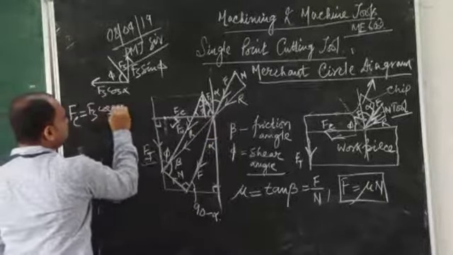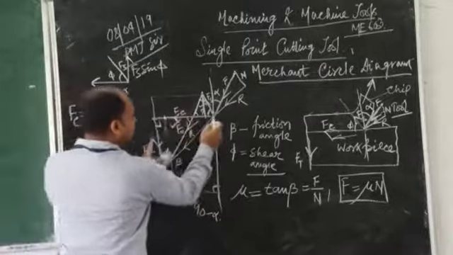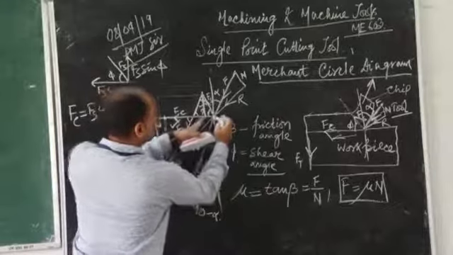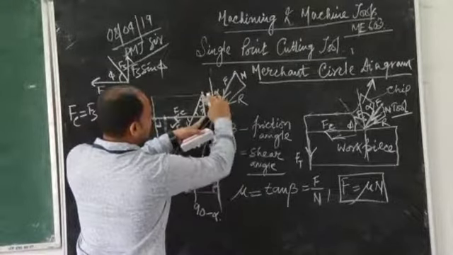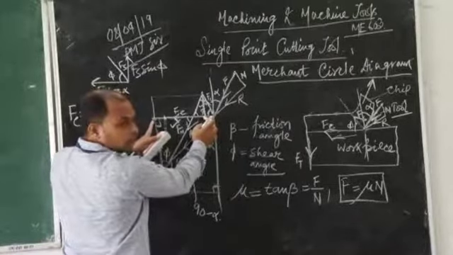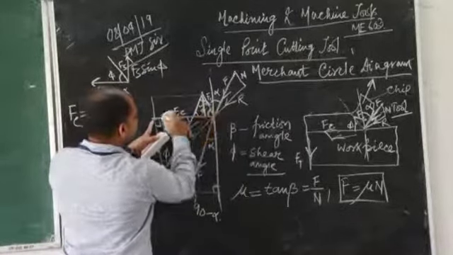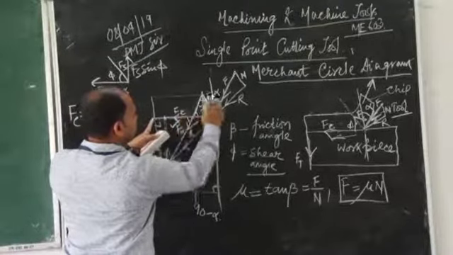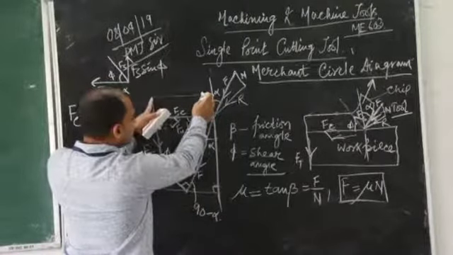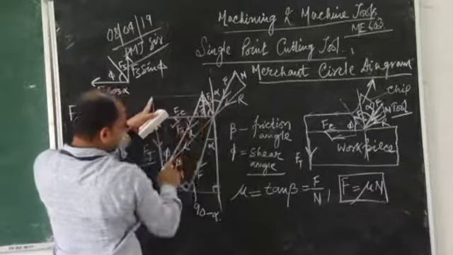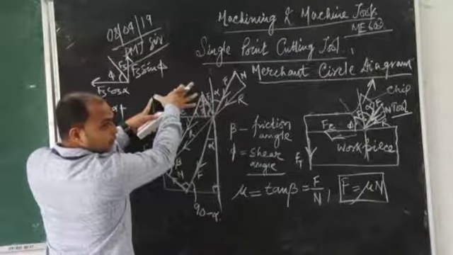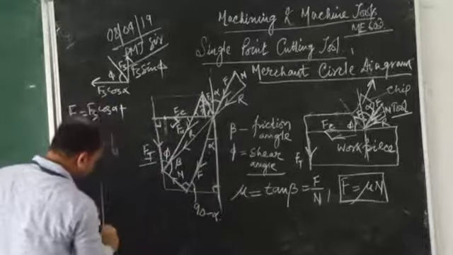Fs cos phi, plus this one. This is Fc, the total. So Fc equals Fs cos phi plus this one. You can write Fc equal to Fs cos phi plus this one, and this one is Fn at angle phi.